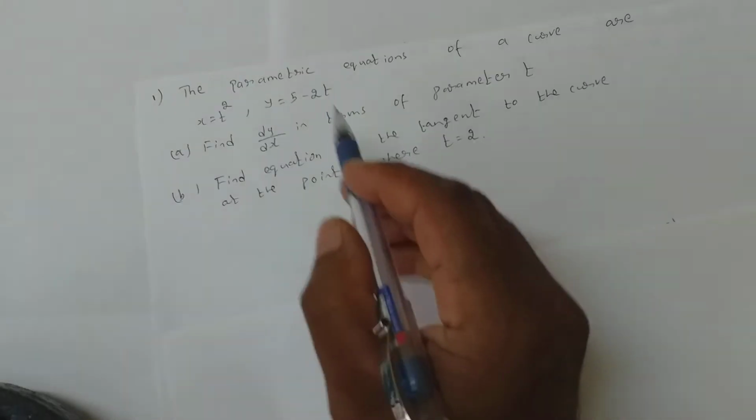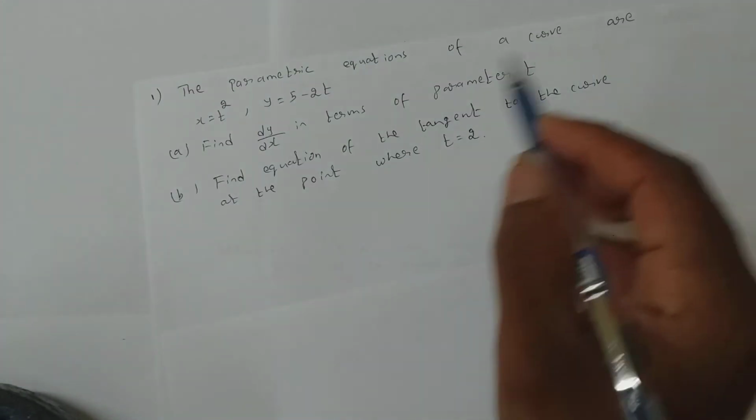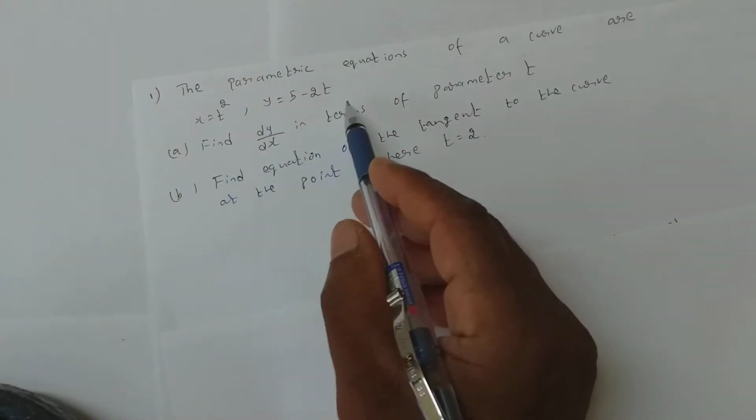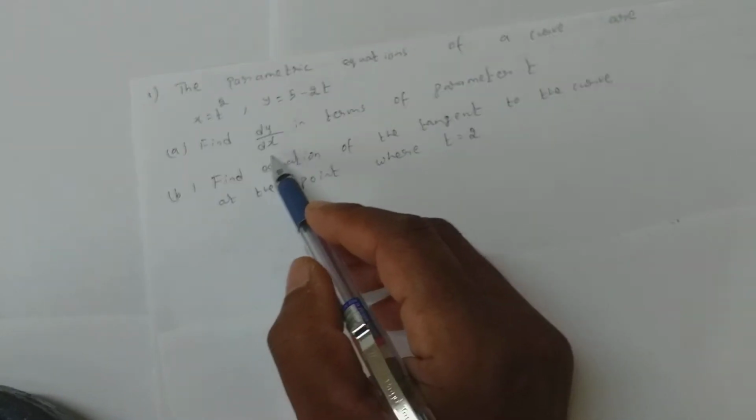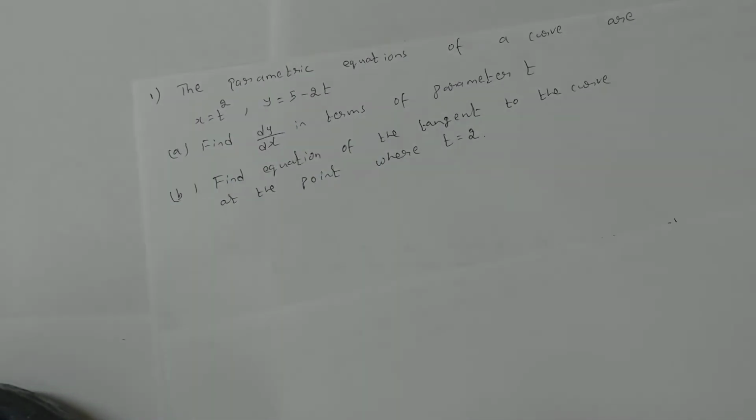Good morning, students. In this video, we will be doing some past paper sums of A-level trigonometry. Am I clear? So let us start. The parametric equations of a curve are x equal to t square and y equal to 5 minus 2t. Find dy by dx in terms of parameter t.